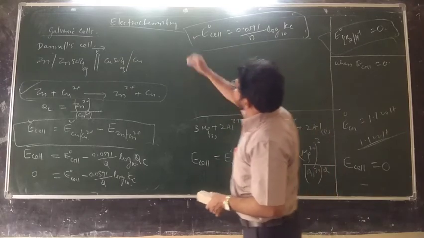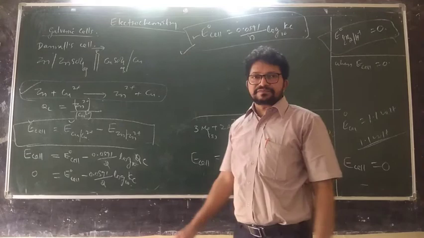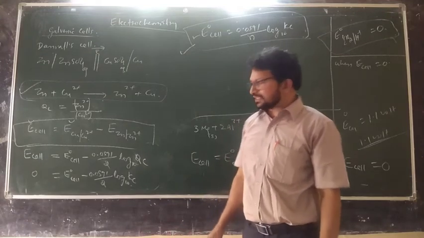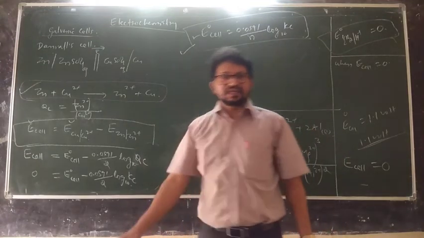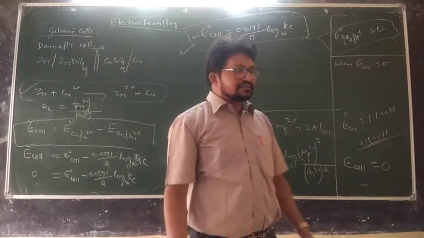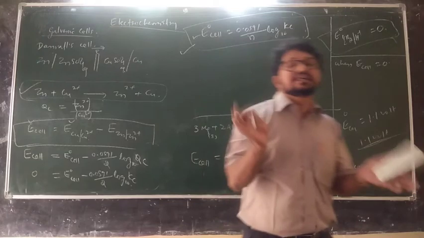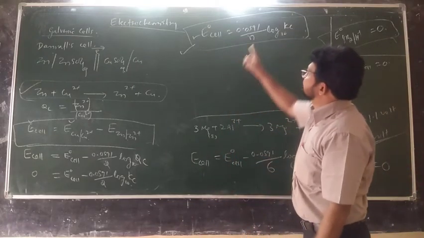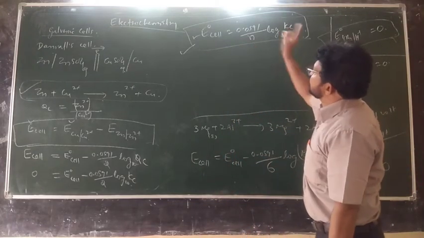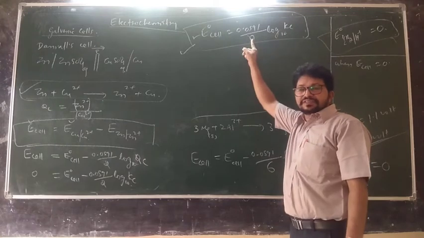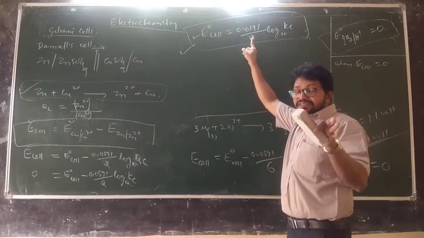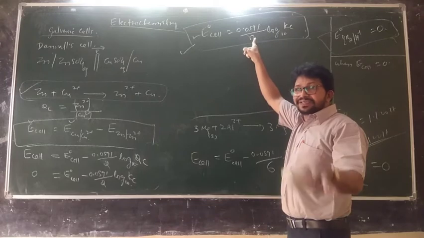So this is another equation to calculate the problems. One equation is the Nernst equation. Another equation is that the equilibrium constant is related to the standard EMF of the cell by this equation. For that also, once again, you have to be given the cell reaction, because until then you will not know what the value of n is.